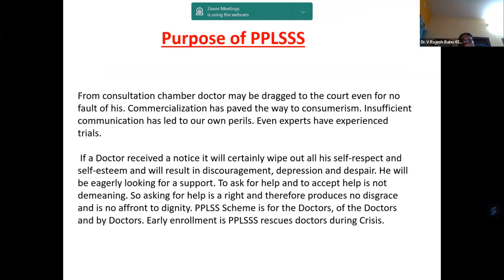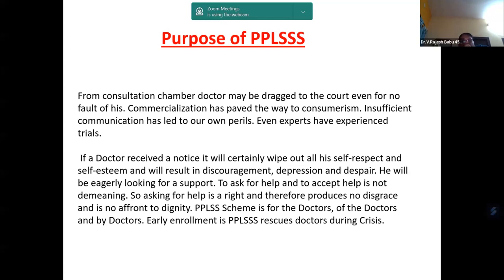If a doctor receives a notice, it will certainly wipe out all of his self-respect and self-esteem and will result in discouragement, depression, and despair. He will be eagerly looking for support. To ask for help and to accept help is not demeaning. So asking for help is a right, and therefore produces no disgrace and is no affront to dignity.